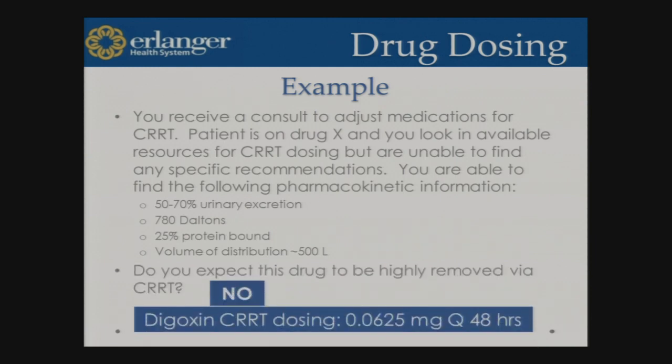And this drug is actually digoxin. So I bring this example up because digoxin is a drug that's renally dose adjusted, but it's not removed by the circuit. And so it's not a steadfast rule that all drugs that are renally cleared have to be adjusted. That's a good starting point, but you can't assume that just because it's renally cleared, it's going to have to be adjusted in CRT. And there's the dosing there in case you ever run into that situation.